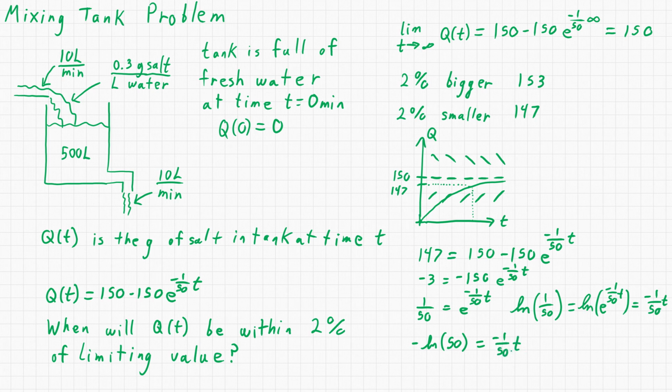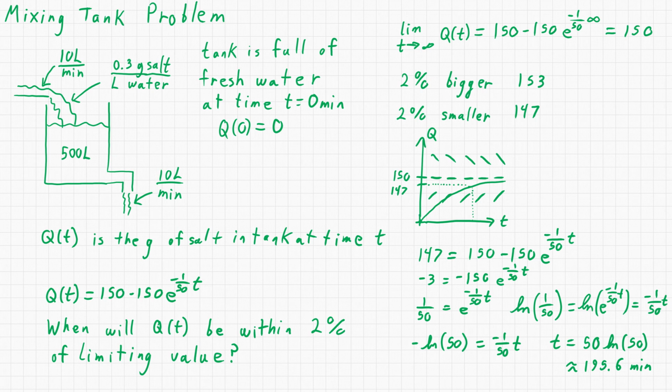And then if we multiply both sides by negative 50, we'll get t is equal to positive 50 times the natural log of 50, and that number ends up being about 195.6 minutes. So it does take a while. That's more than 3 hours. Yeah, a little more. 3 hours would be 180 minutes.